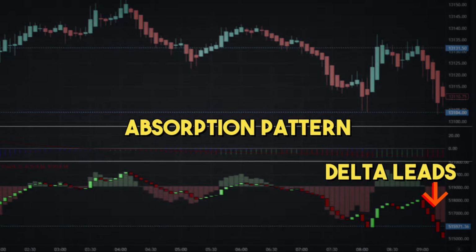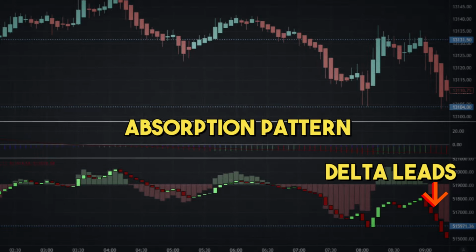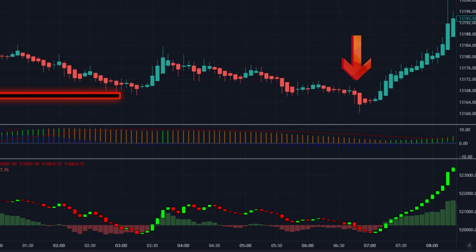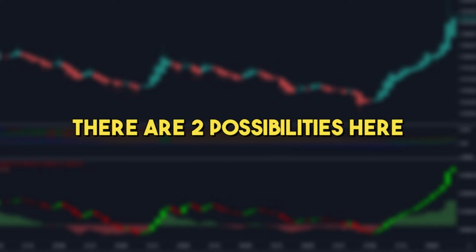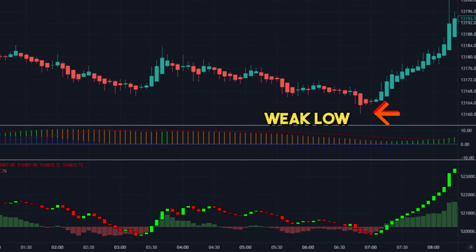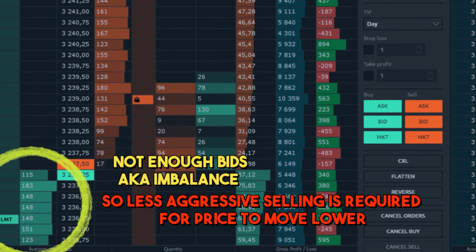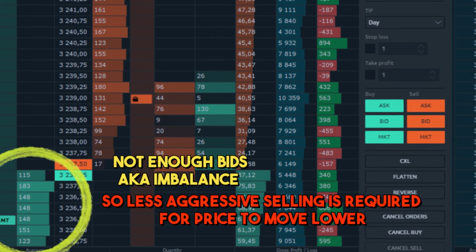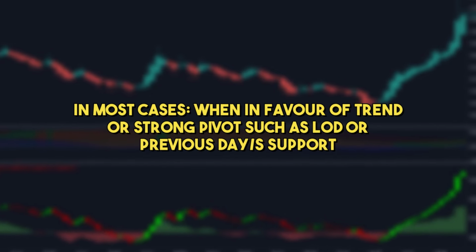The third and final pattern arises when the price hits a new high or low, but the delta fails to confirm it. Essentially, this is the opposite of the absorption pattern mentioned earlier. In this scenario, the price is leading rather than the cumulative delta. There are 2 possibilities here. Either the high or low is weak, or there aren't many bids or offers trying to hold or push the market. Based on my extensive experience, I have observed that in most cases, this indicates a weak high or low.